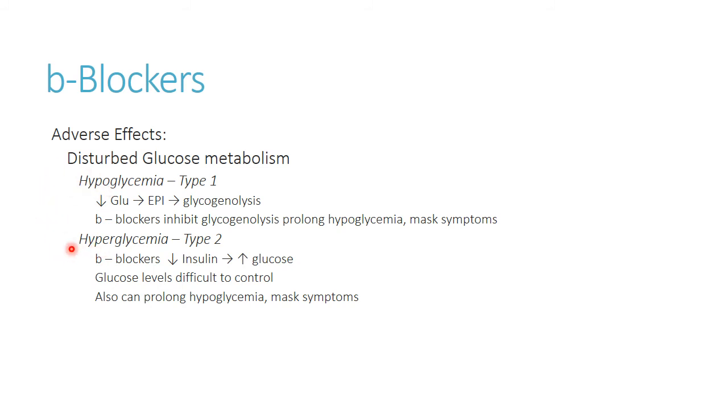On the other hand, with hyperglycemia in type 2 diabetics, you can see the beta blockers can help to block insulin release. And again, that's going to cause their glucose to rise anyway in those cases.